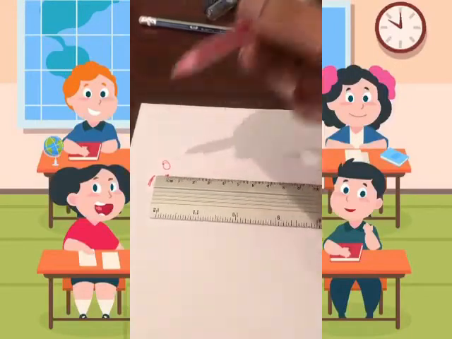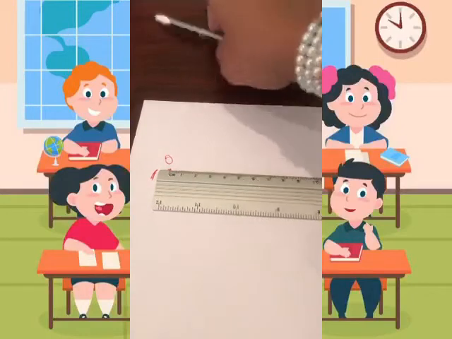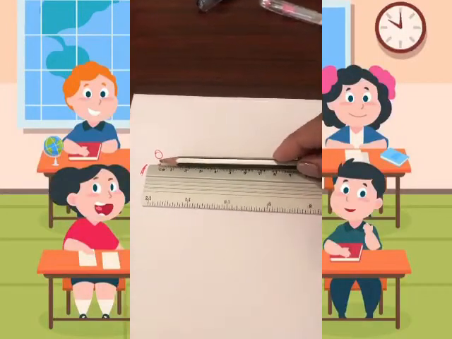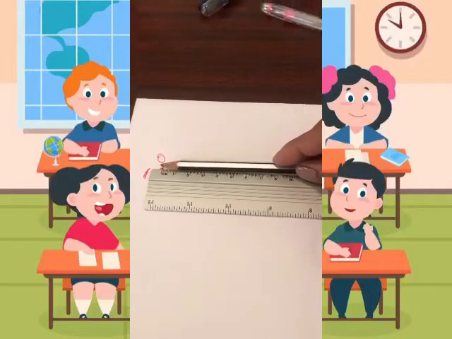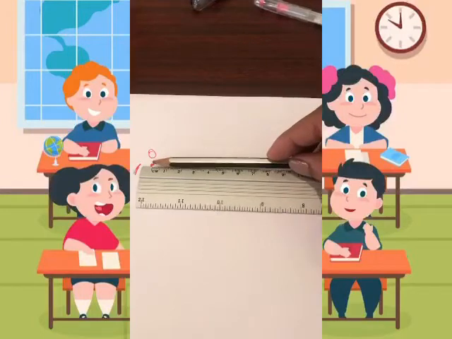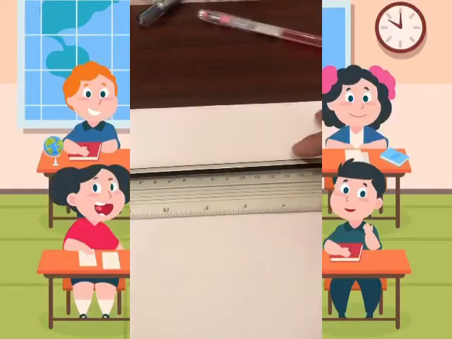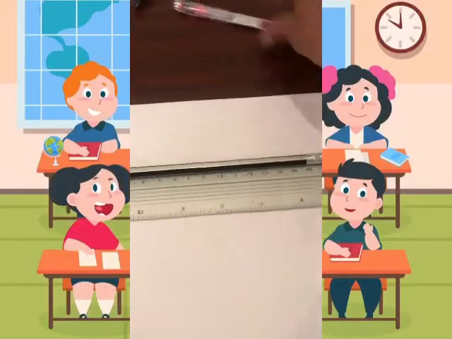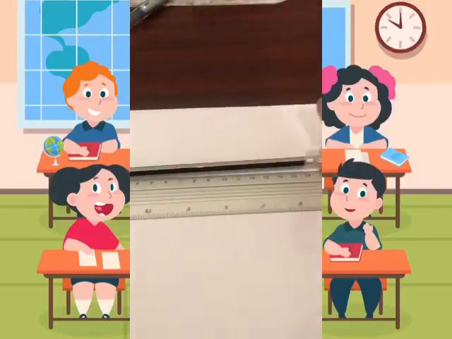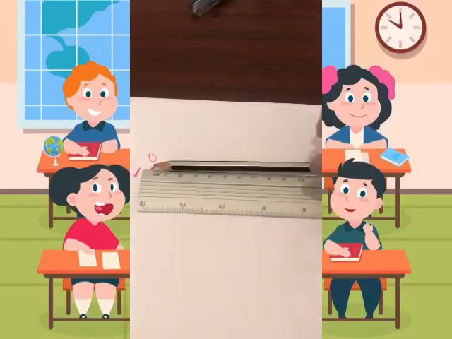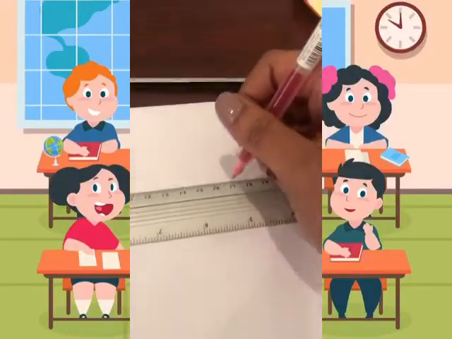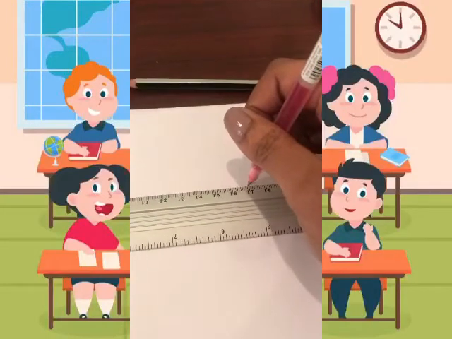Alright, so let me measure my pencil, for example. I will start at this very line. I'm not starting at the edge of the ruler. I am starting at the line of the ruler. And I line it up to make sure that it is straight. So, I am at 17 centimeters right here. So, my pencil is 17 centimeters in length.